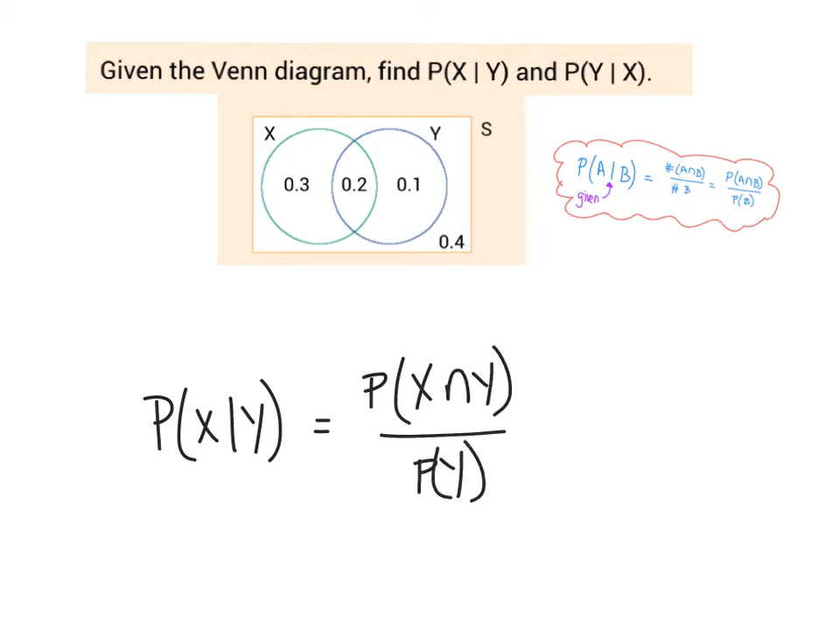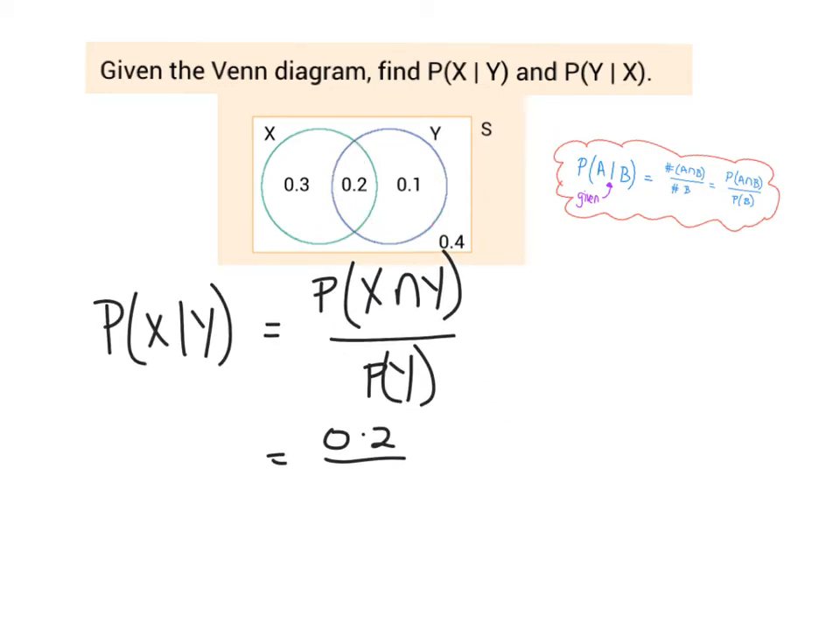So P of x given y is equal to the probability of x intersection y all over the probability of y. So that's going to be equal to, in this case, the intersection is 0.2, and the probability of all of y, so we can't forget to add the two together, is 0.1 plus 0.2, which is 0.3. So when we work that out, or multiply across to get rid of our decimals, that's a probability of 2/3. Okay.